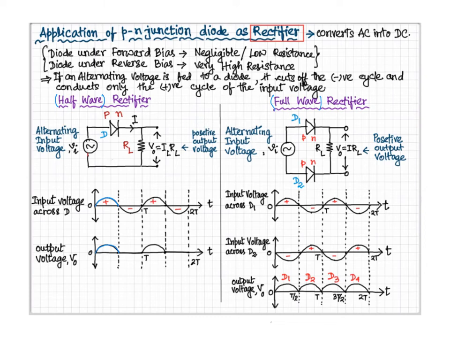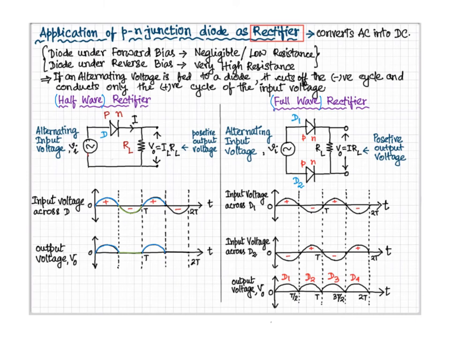resistance RL. Now for the negative portion signified here, the diode is under reverse bias, so it will not conduct. So in the output we will get a very low voltage which is very negligible, so we will consider it as 0. Again in the next cycle, when the input voltage again becomes positive, the diode will conduct and we will get a similar output voltage.